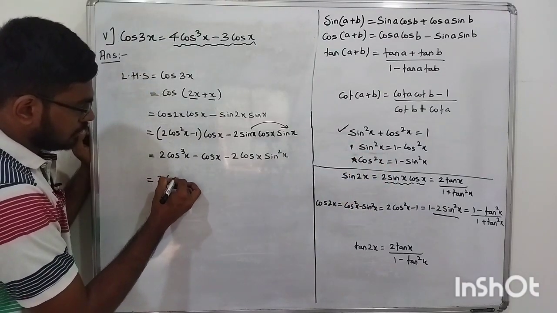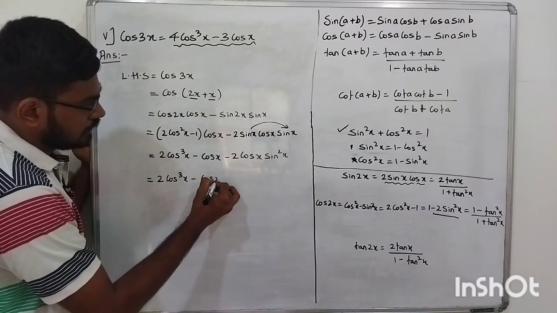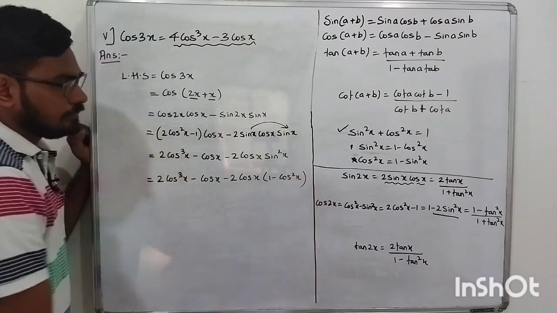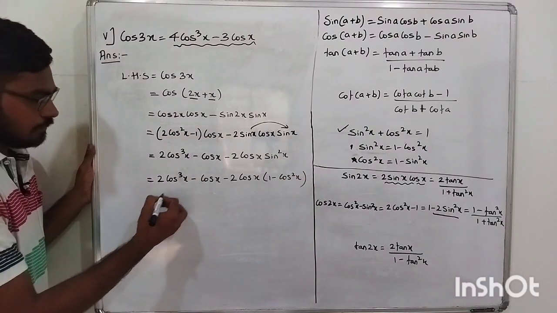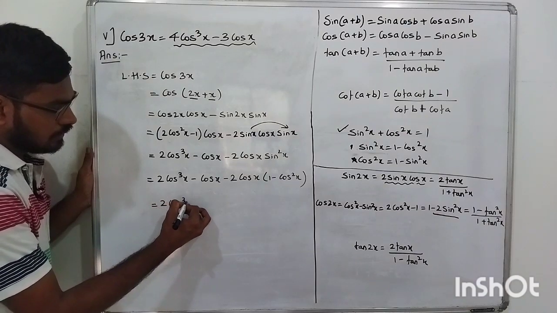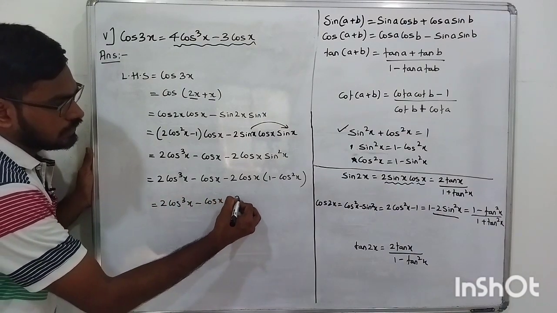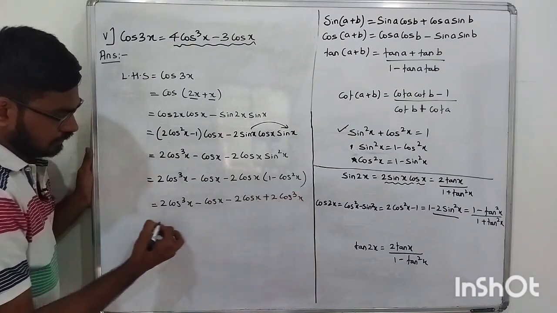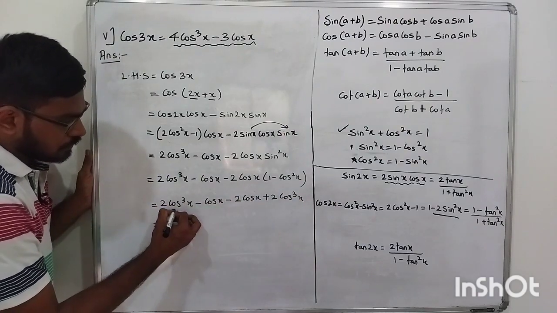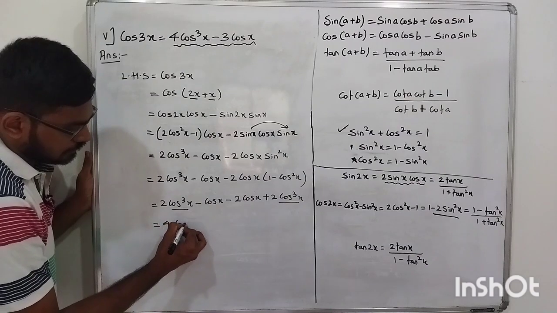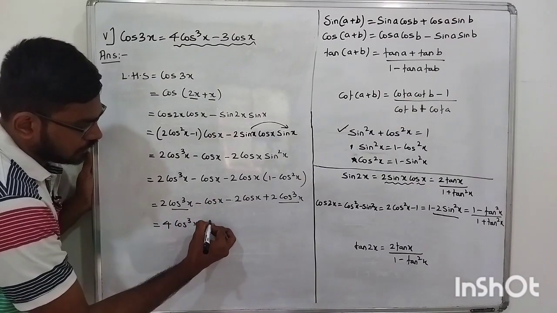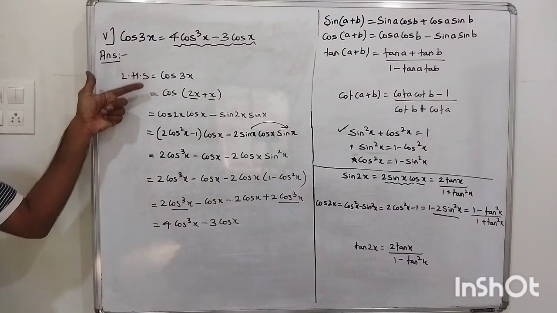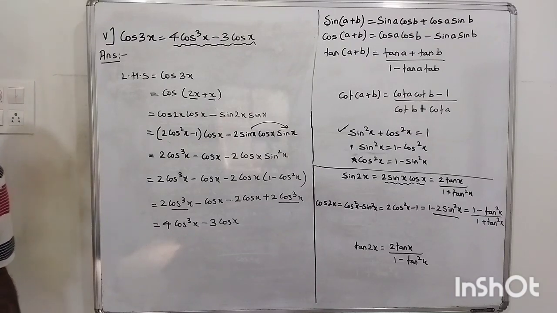So we get 2 cos cube x minus cos x minus 2 cos x into 1 minus cos square x. Now if we simplify this, we'll get the answer. 2 cos cube x minus cos x minus 2 cos x, minus into minus plus 2 cos cube x. You can add this with this, 2 plus 2 is 4, because variables are same. So 4 cos cube x, minus 1 minus 2, so minus 3 cos x. So we got cos 3x is equal to 4 cos cube x minus 3 cos x. So we have derived this.